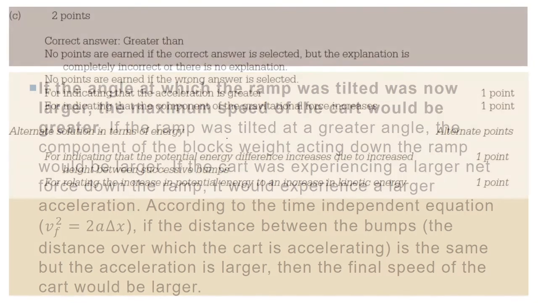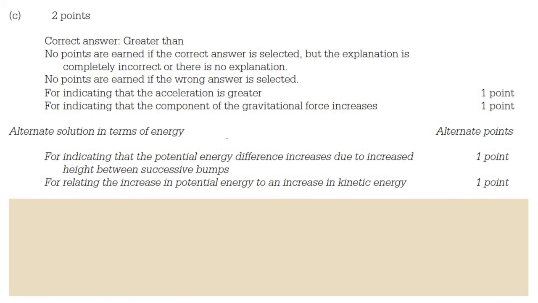All right, moving on to the scoring guide here, you can see you got 1 point for indicating the acceleration is greater and 1 point for indicating that the component of the gravitational force increases. I will sympathize with you if you're thinking it's kind of stupid the way they write these scoring guides, because they want you to talk about kinematic equations in the first part. And so you would think, well, they want you to continue talking about kinematic equations. And then they just don't in this part at all. It's kind of weird. You make your argument as best you can.